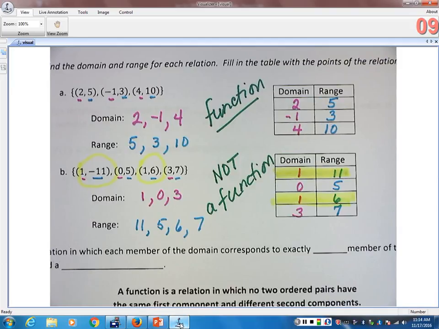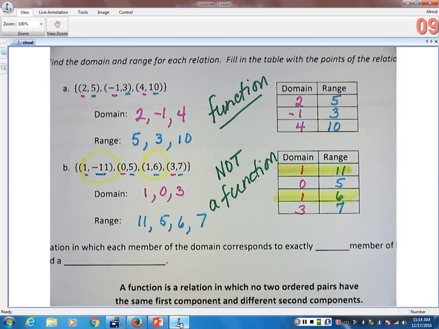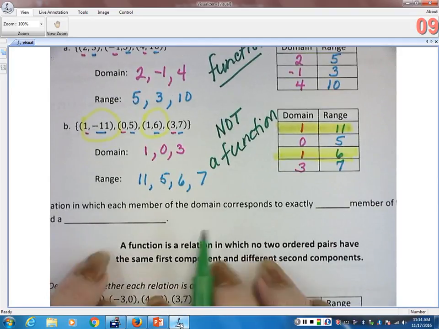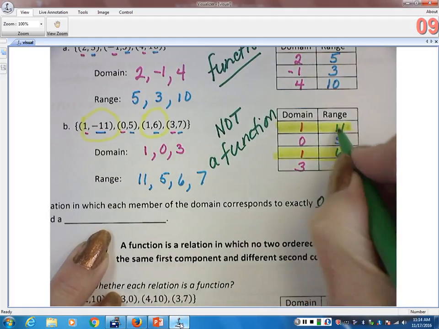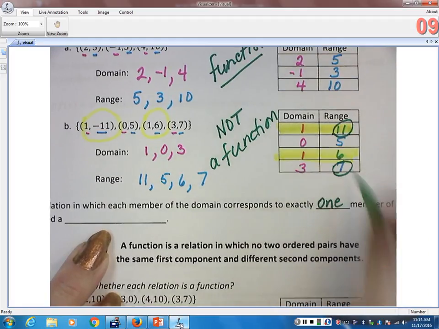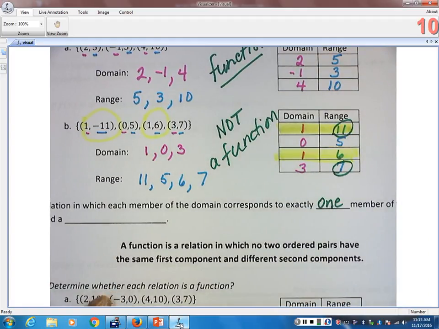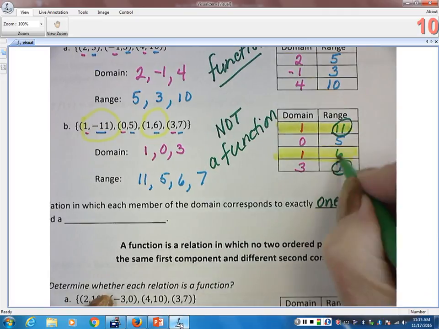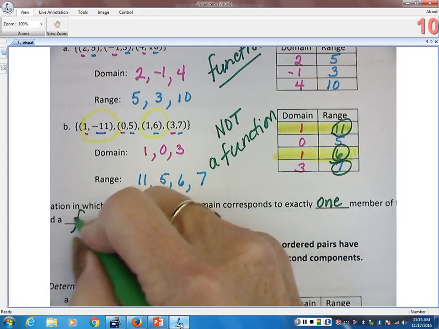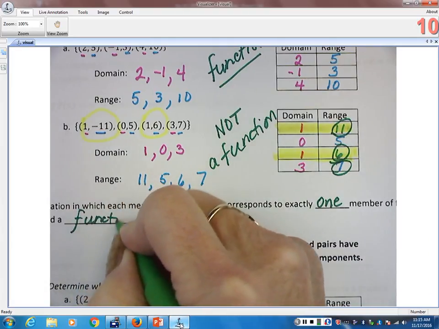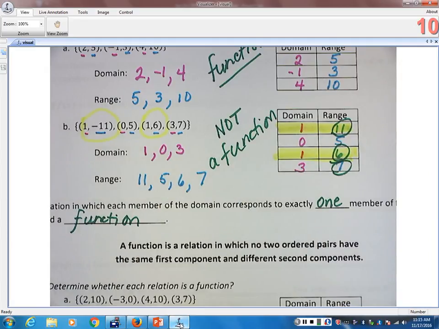And it's not a function because each member of the domain did not correspond to exactly one member of the range. I'm sorry, circle the wrong one. So 1 corresponds to 11 and it corresponds to 6. So that's why it is not a function. Okay?